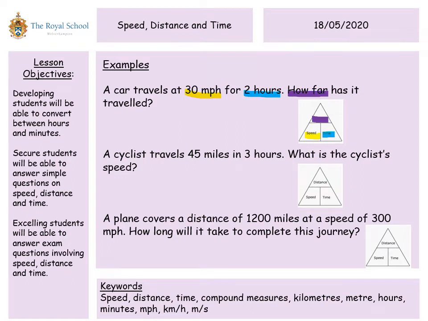We can see from the triangle here that if we're after distance at the top, let's cover it up. So distance is telling us to do speed multiplied by time. So we're going to do our 30 miles per hour times by 2 hours, which is going to give us 60.